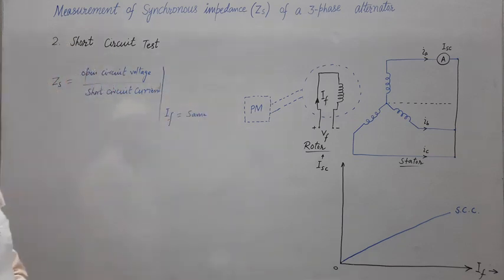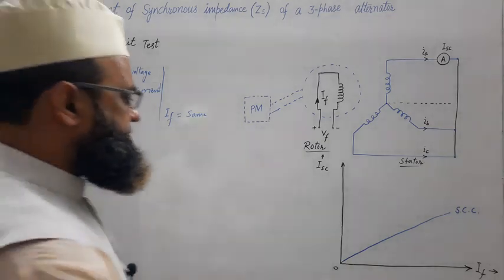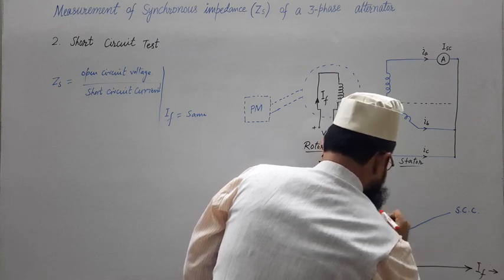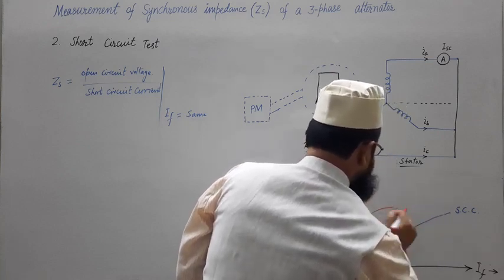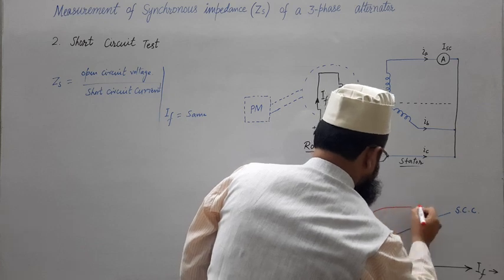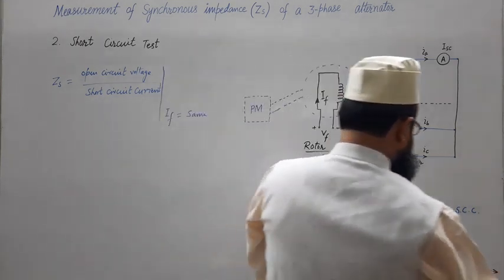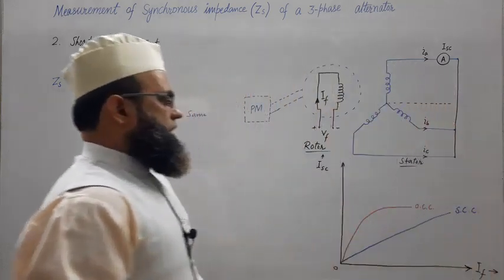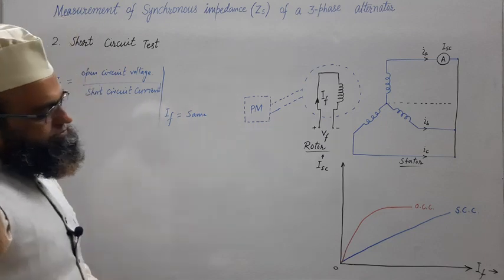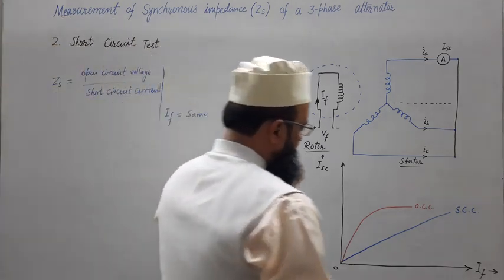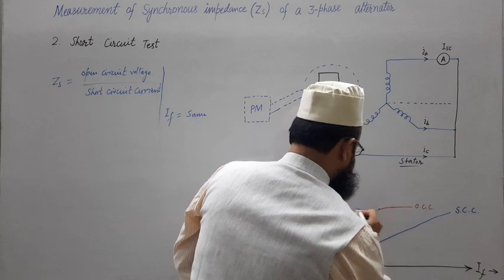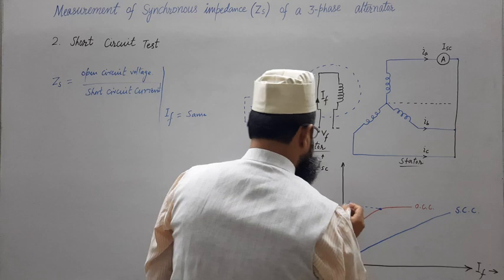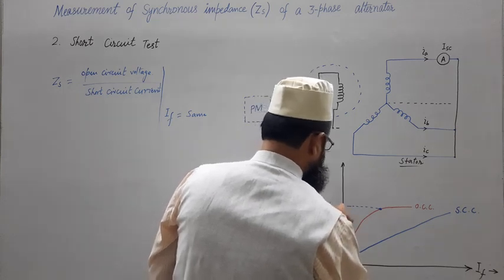What does it mean? So earlier we have the open circuit characteristic, something like this, some linear part then it gets saturated. Fine. This is OCC and this is short circuit. So let us take this as rated terminal voltage, V rated.